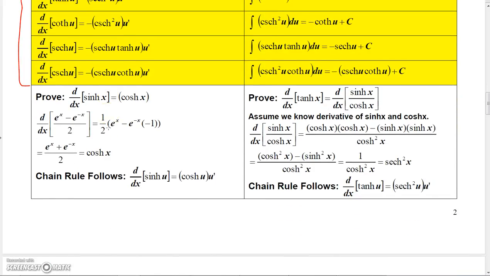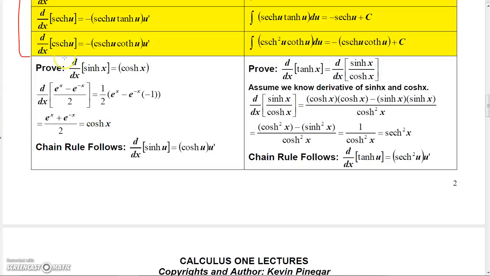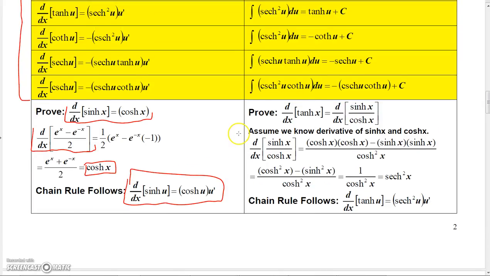So you could prove these using their exponential form, because, and I'm just going to go ahead and tell you, if you take the derivative of this, which is hyperbolic sine, you're going to get 1/2 e to the x minus e to the minus x times minus 1, and that's going to be 1/2 e to the x plus e to the minus x, which is actually the same as hyperbolic cosine x. And so the chain rule would actually follow for the hyperbolic sine of u.